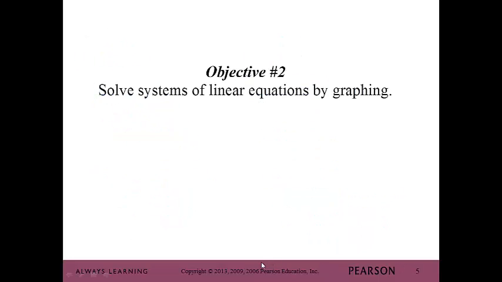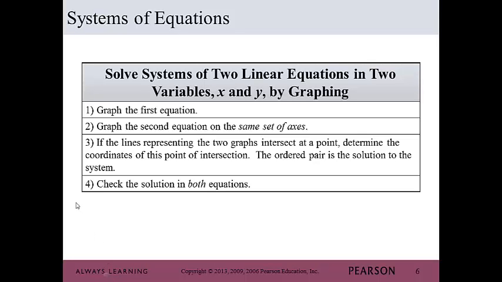Let's move on to objective 2, and we're going to be solving systems of linear equations by graphing. There are 4 steps. Step 1, start by graphing the first equation. Then step 2, graph the second equation in the same coordinate plane. Step 3, if the lines intersect, the point where they intersect is a solution. And then for step 4, whatever the point was in step 3, you're going to plug it into both equations to make sure the left side equals the right side.